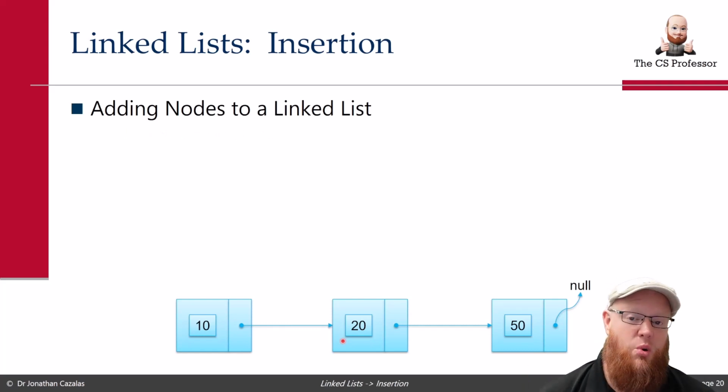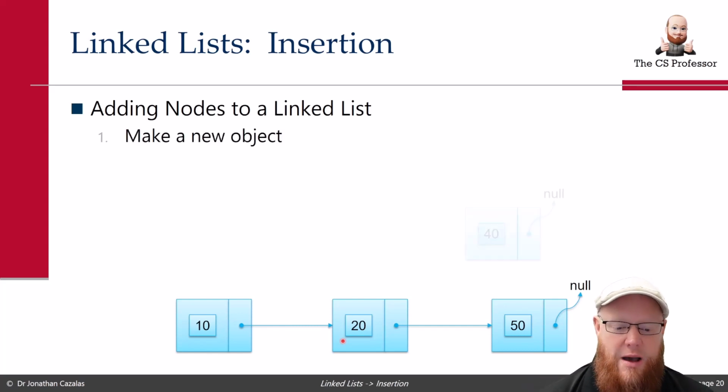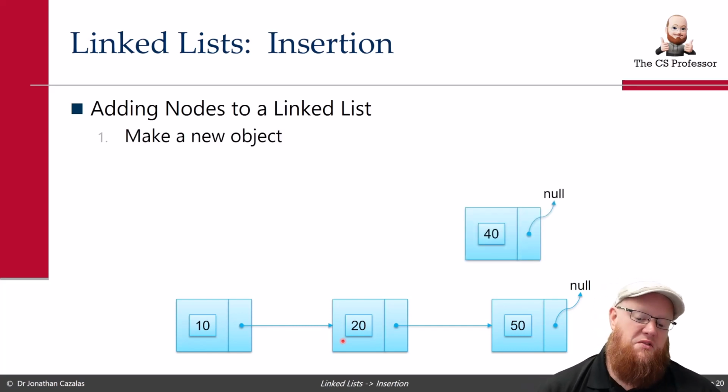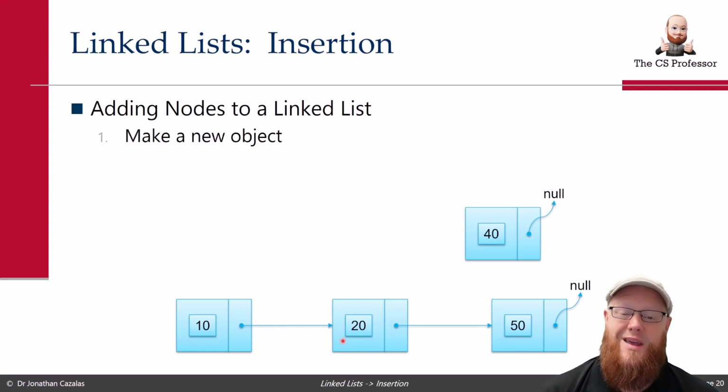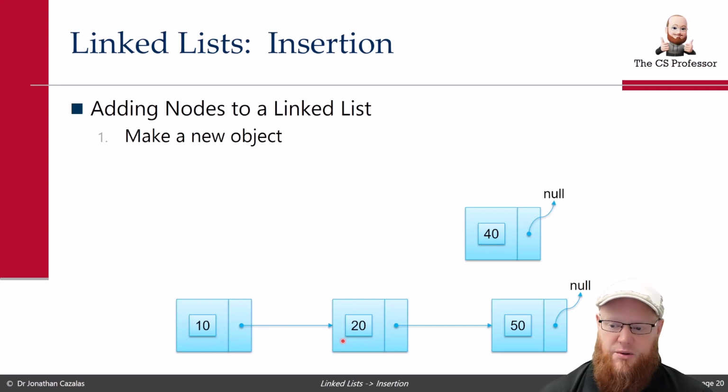We have a head that's pointing to 10 that's not depicted. That's okay. Here's our list. Make a new object. Well, here's a new object. It's a new object with this data value 40 inside. We can clearly see that the 40 goes between the 20 and the 50, since we're inserting these in ascending order based off of that data value.